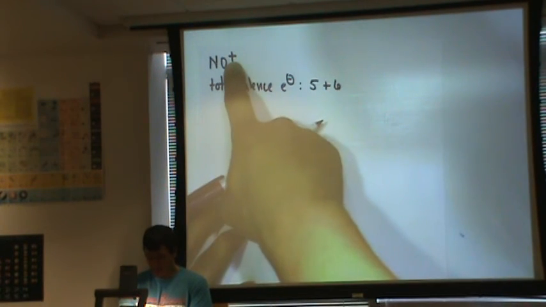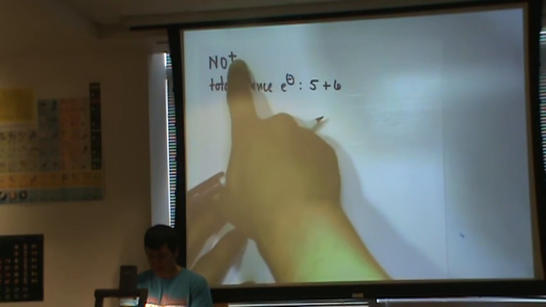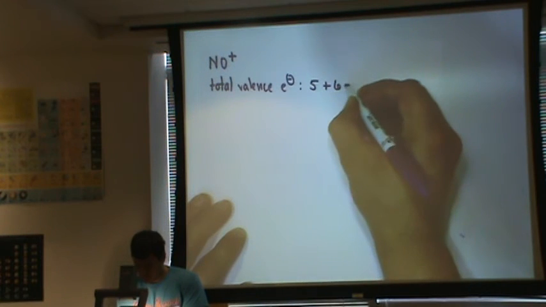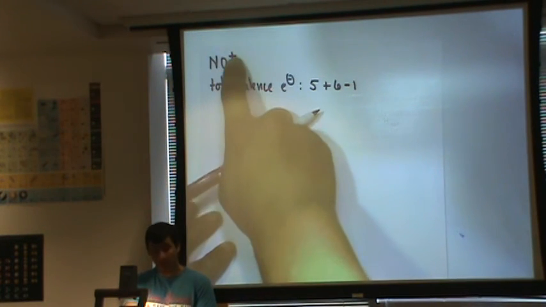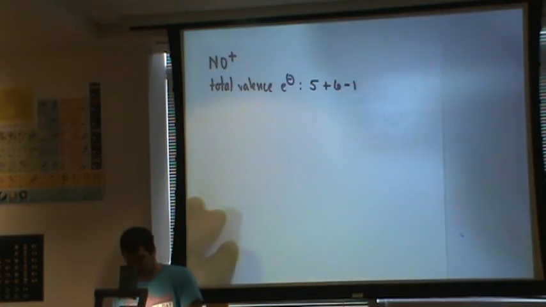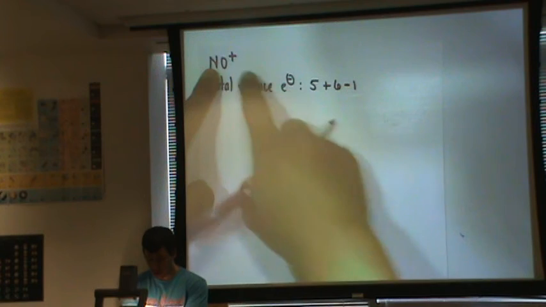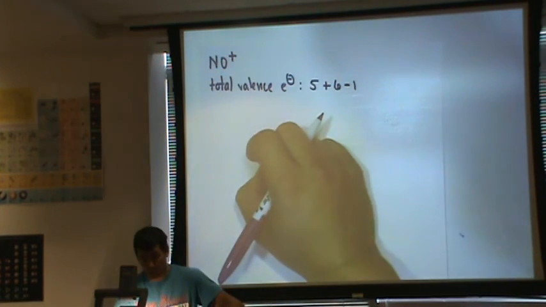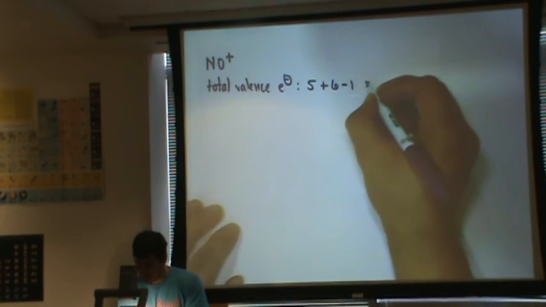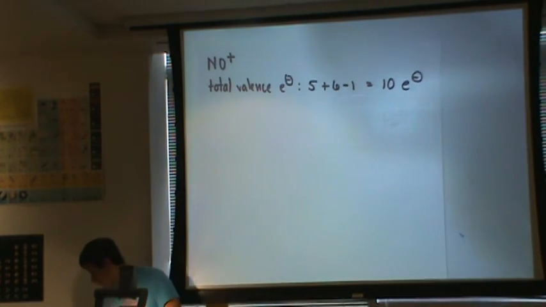Because we have a positive charge, this molecule doesn't have 11 electrons. It's going to be 5 plus 6 minus 1 because it's positively charged. If it was negative, like NO minus, then I would be adding more electrons. Remember, we're determining how many electrons are in the molecule. We have 5 for the nitrogen, 6 for the oxygen, and then because it's positively charged, we're losing 1. So it's 5 plus 6 minus 1, which gives us 10 electrons. We have 10 electrons to play with.